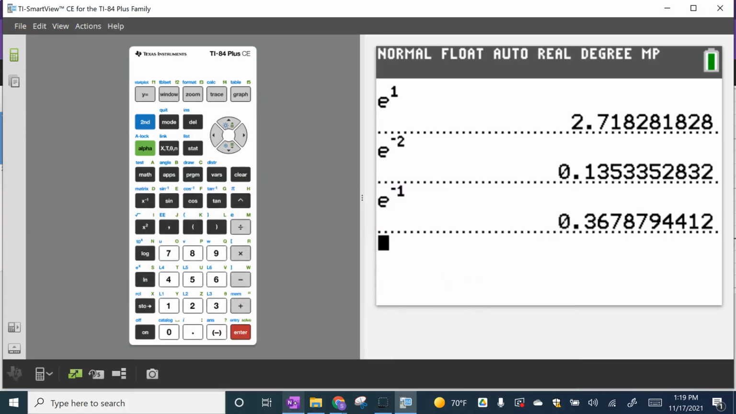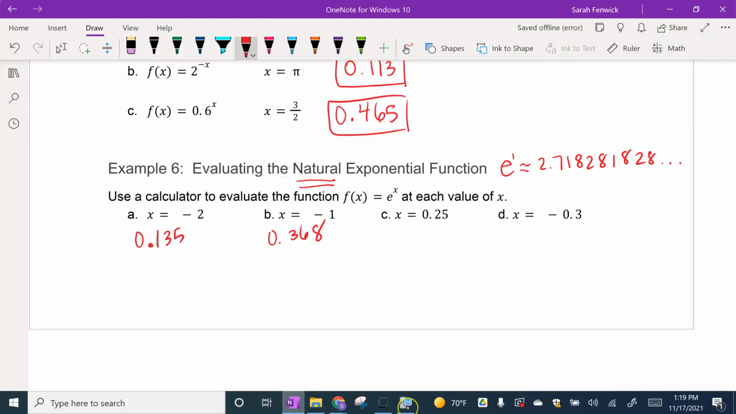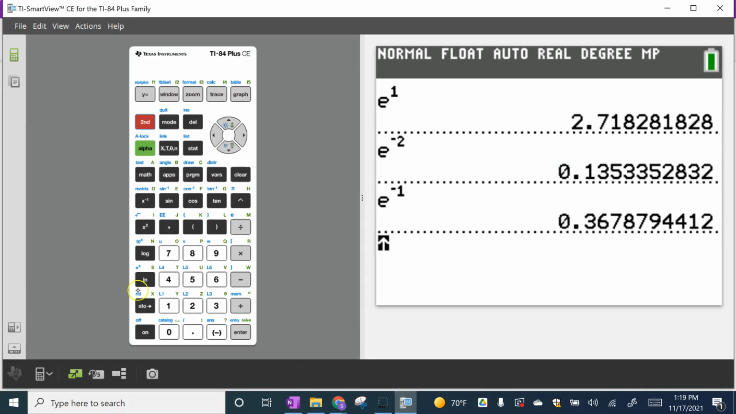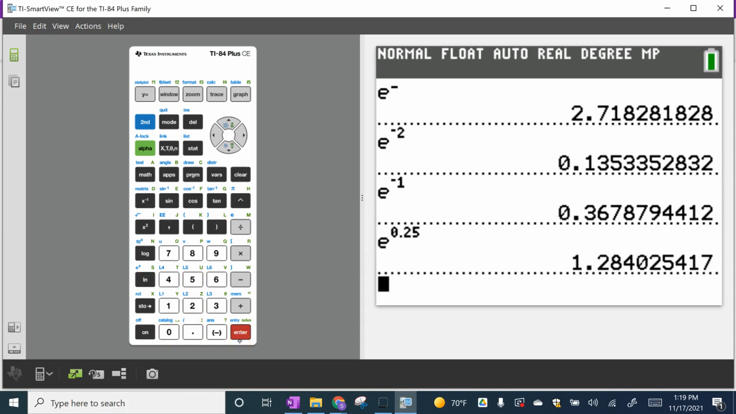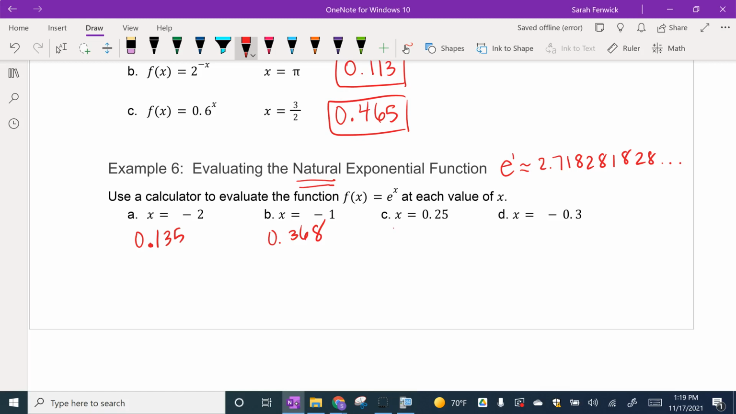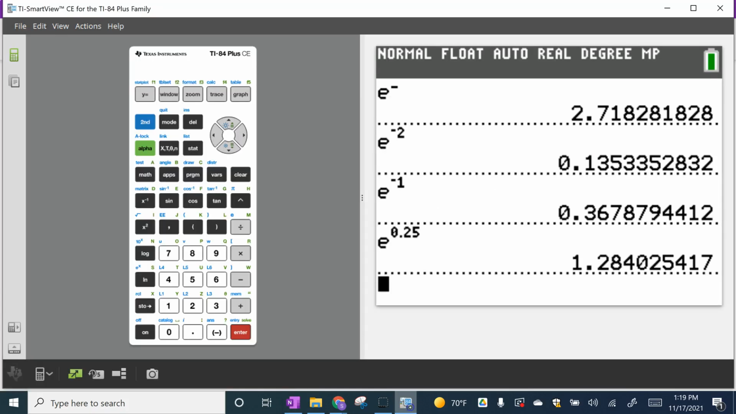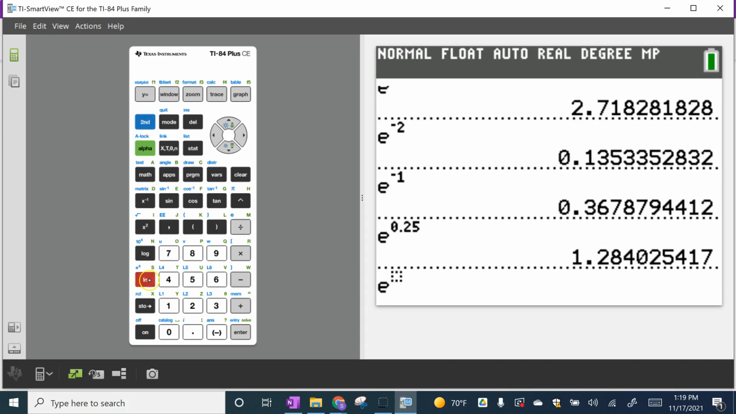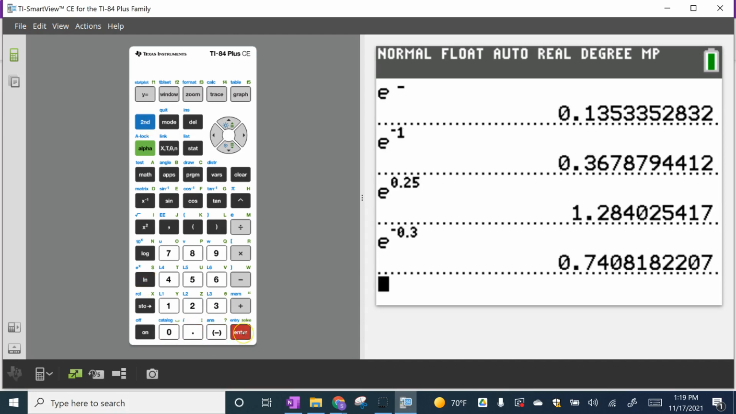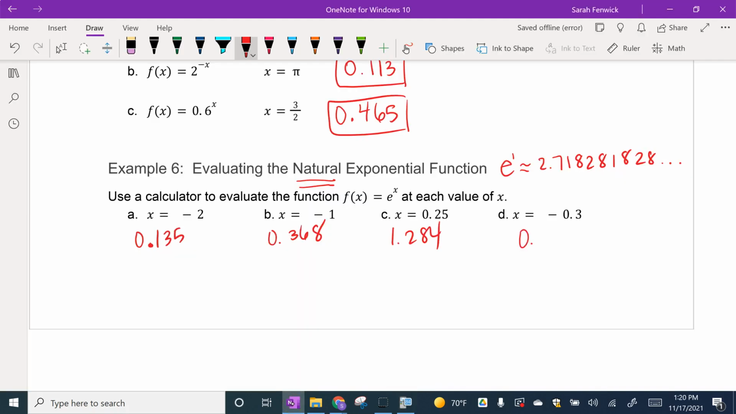Let's see. What was the next one? 0.25. So E to the 0.25, 1.284, and E to the -0.3, 0.741. 0.741.